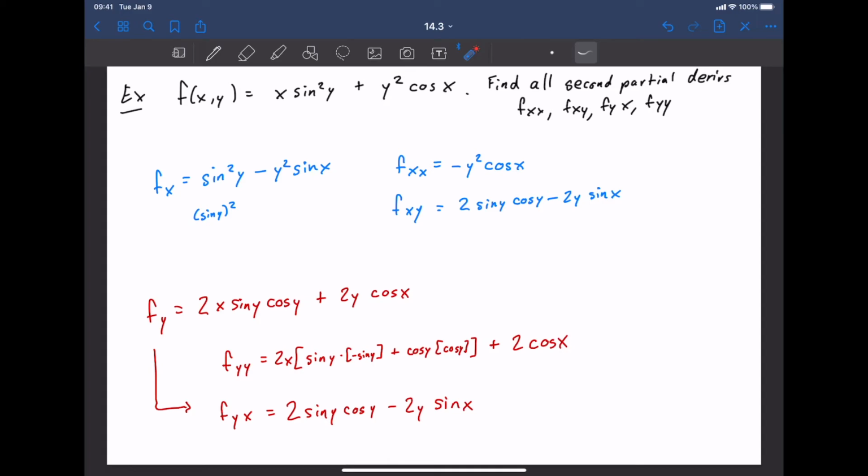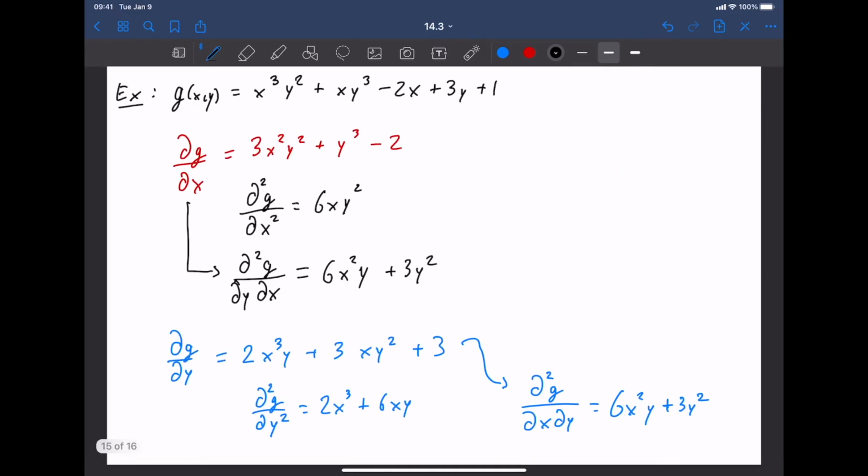Okay, now, for those of you who are observant, you will have noticed that, hey, I thought you said these two weren't always going to match. But on this slide, they matched. What about the last slide? Did our mixed partial derivatives match? Yeah.